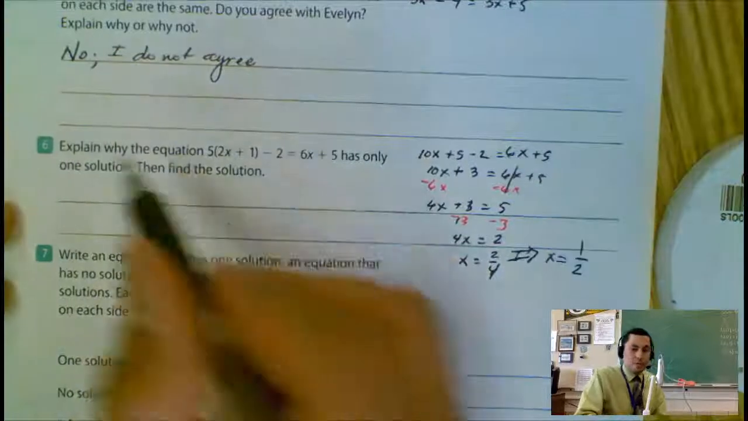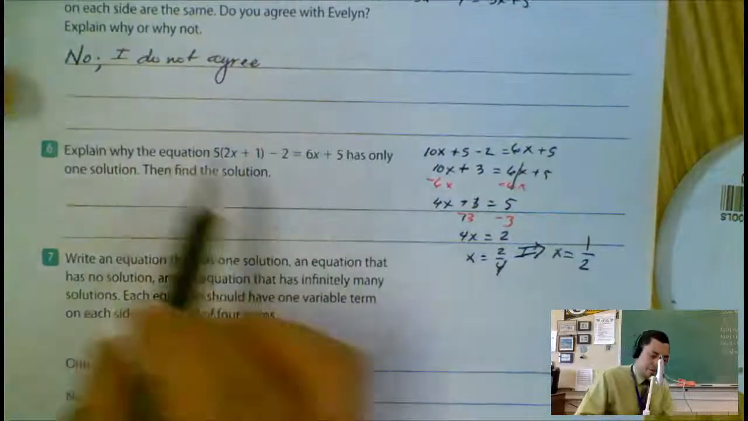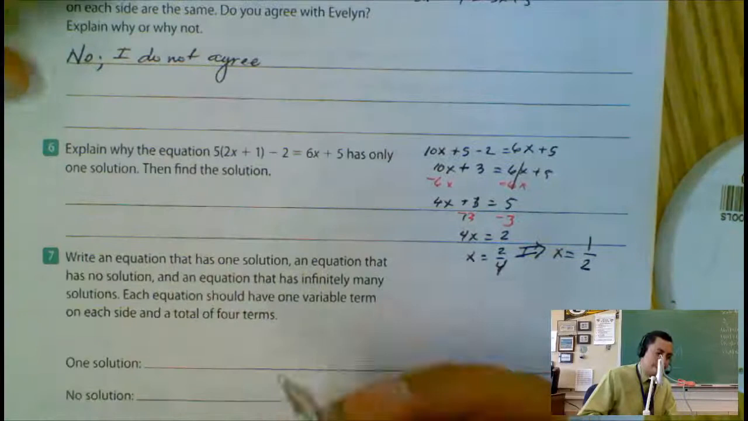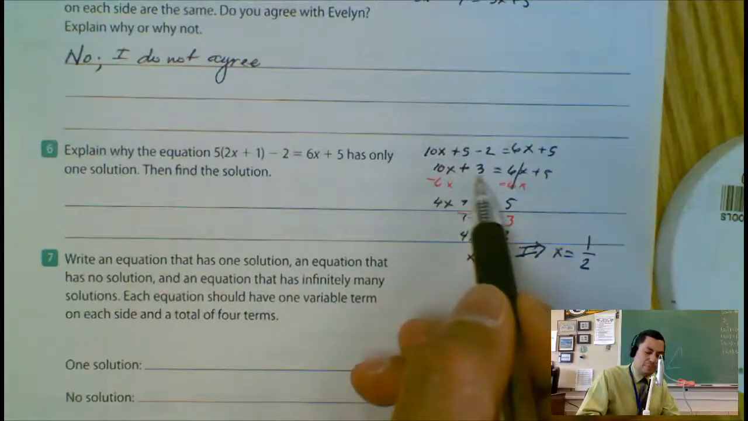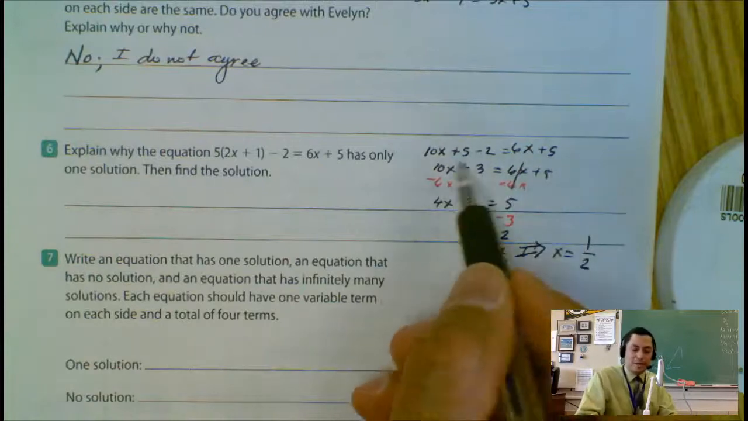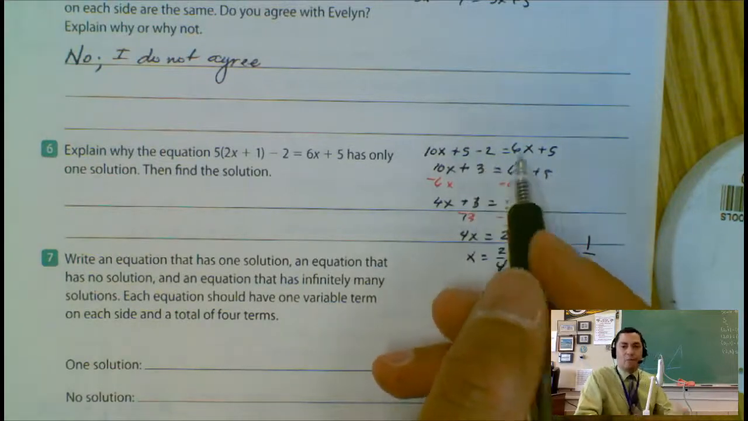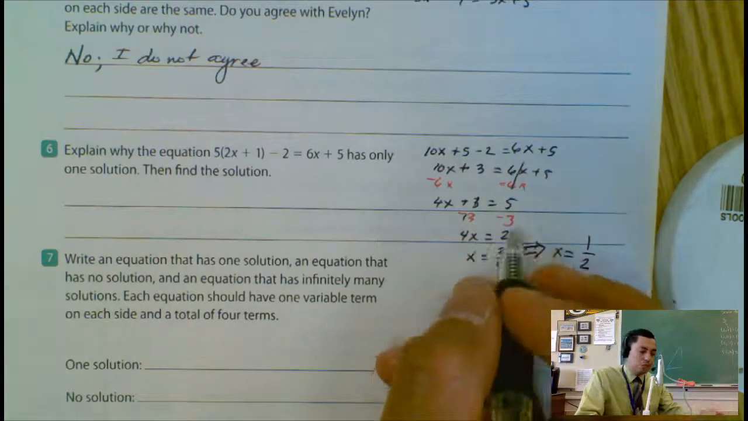Okay. So we simplified. You can write over there for number 6: when you simplify both sides of the equation, you get 10x plus 3 equals 6x plus 5. The coefficients are different, so you only get one solution.